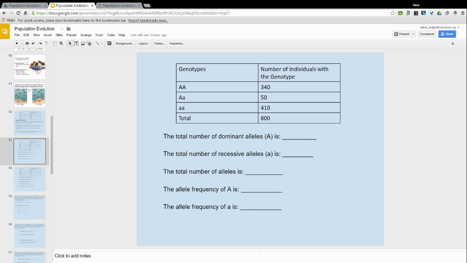All right, so let's check your work. First thing we're going to do is count up the total number of the dominant alleles. So again, we are going to be adding up... I keep forgetting my pen. All right, so there's my pen. Okay, so we're going to add up the numbers from these two genotypes because they have big A's in them.